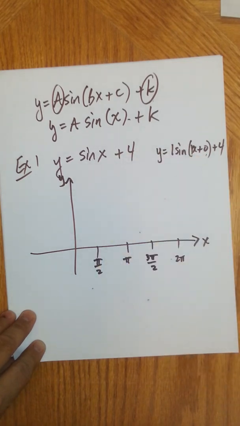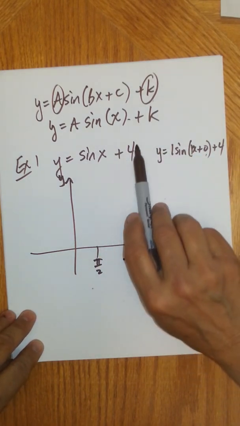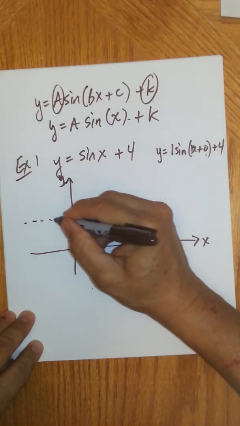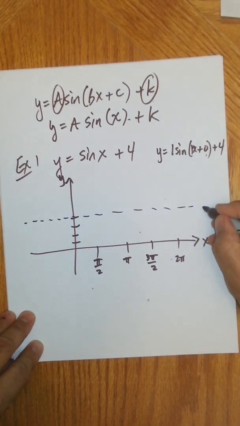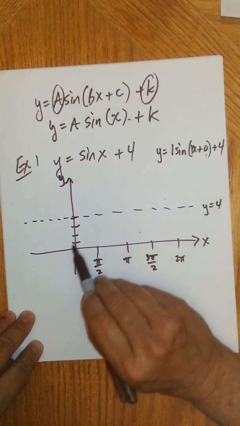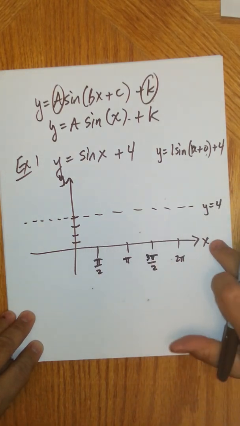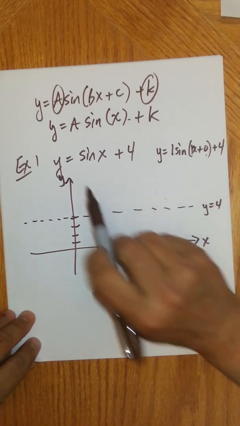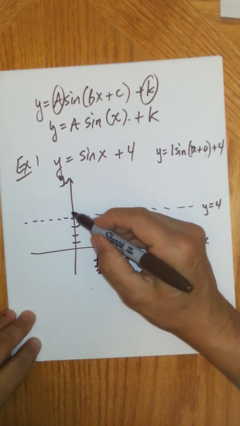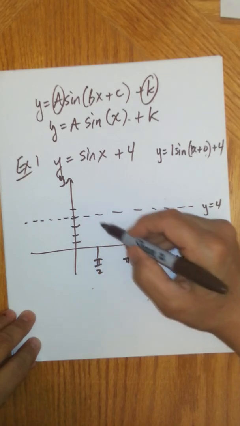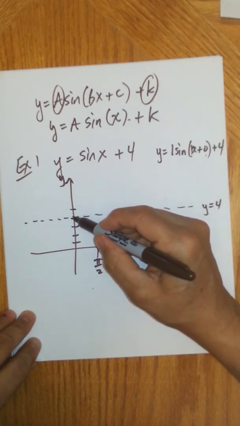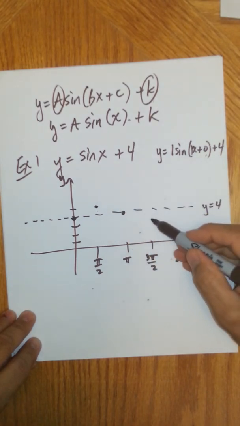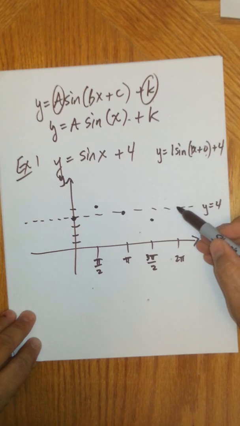But I have vertical changes. So one thing I know is the k is the new axis. I go up 4, and I go ahead and dot a little line for myself so that I know, oh, that's my new axis. Whereas before, sine used to wrap around y equals 0, now it's going to wrap around y equals 4. And in this case, the coefficient of a is 1, so it's just going to go up 1 and down 1 around this axis. So I'm going to start at the 0, then I'm going to go to the max, I'm going to come back to the 0, I'm going to go back to the min, and go back to the 0.